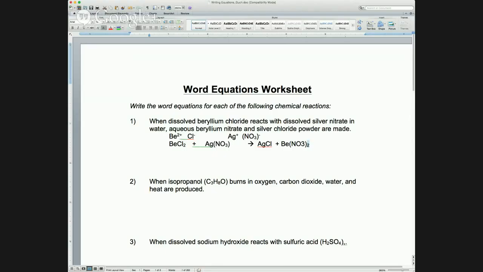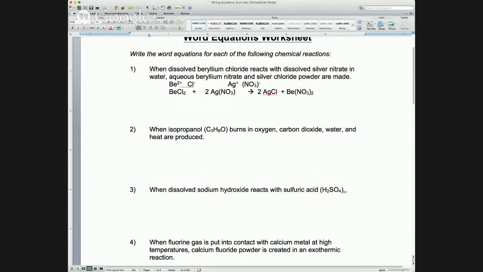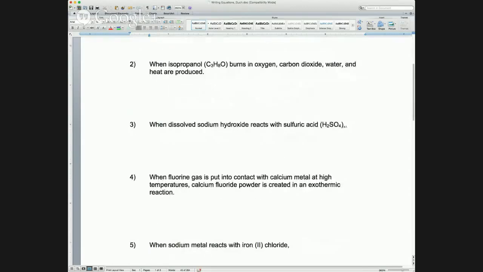Because beryllium's a 2+ and nitrate is a 1-. Okay? And then you balance it, which I think should be pretty straightforward. I think you're just going to end up putting a 2 over there and a 2 over there, and you're finished. Right? Let's skip number 2. Let's go to number 3.